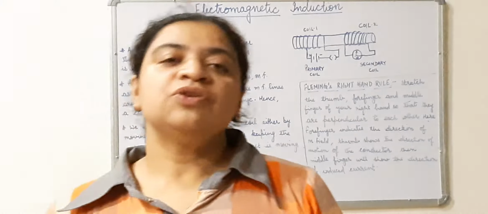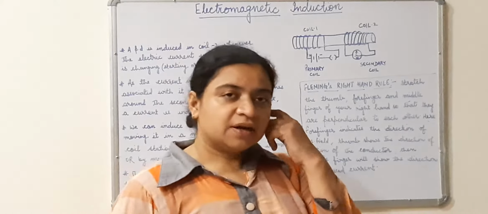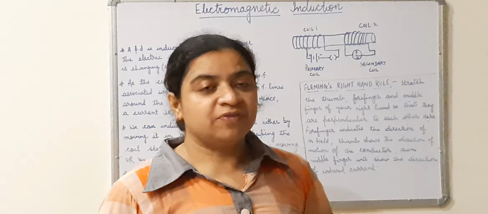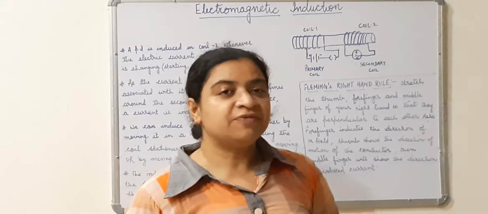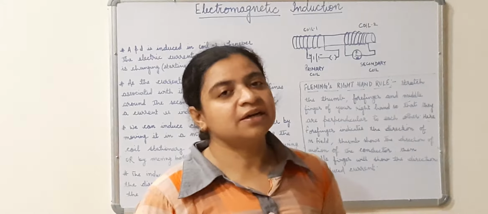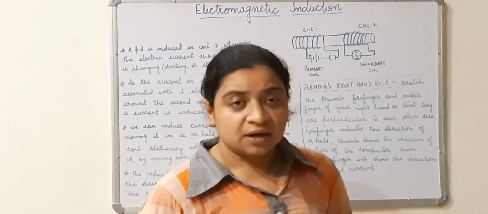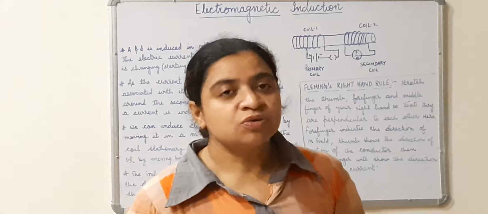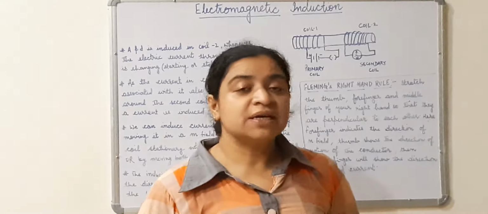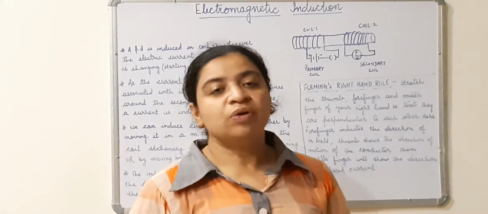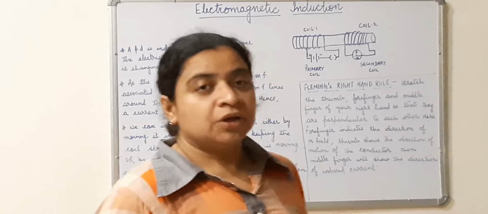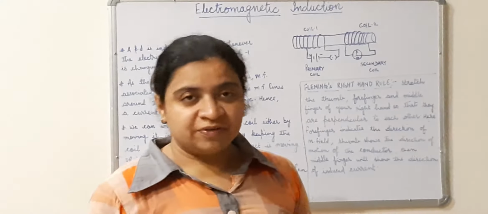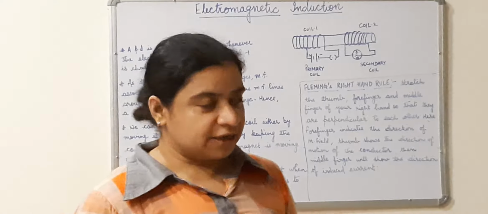In the previous video we had seen that when a conductor is placed in a magnetic field, and that magnetic field we keep on changing, we'll notice that a current is induced in the conductor or in a coil. This phenomenon is known as electromagnetic induction. To induce the current due to change of magnetic field is called electromagnetic induction.